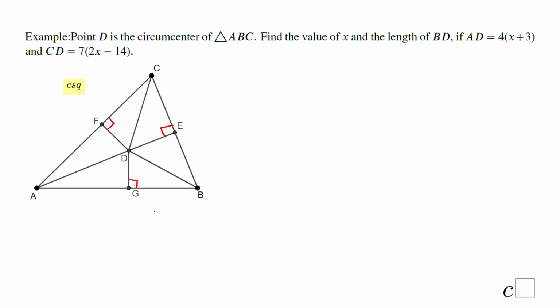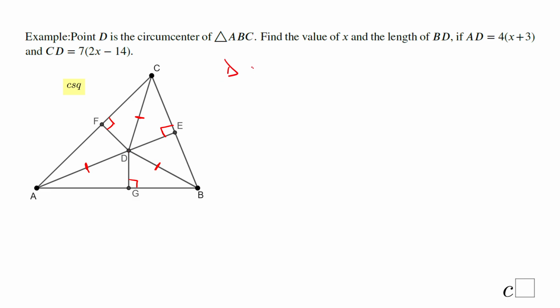If AD is 4 times the quantity x plus 3, and CD is equal to 7 times the quantity 2x minus 14, you notice I mark the same, these two segments. Why? Because this point D is equidistant from the vertices. So you tell me this one is going to be the same. Yes. So let me write that here.